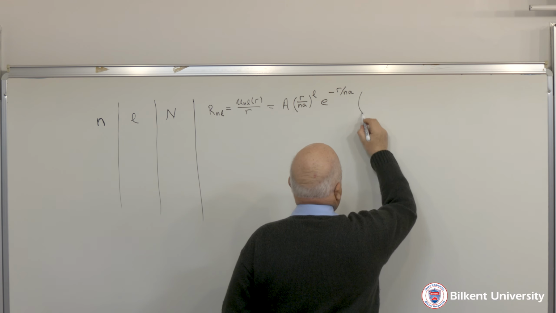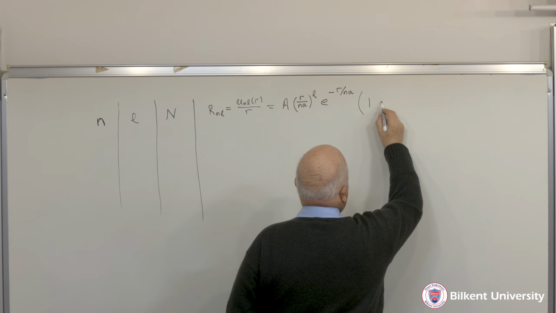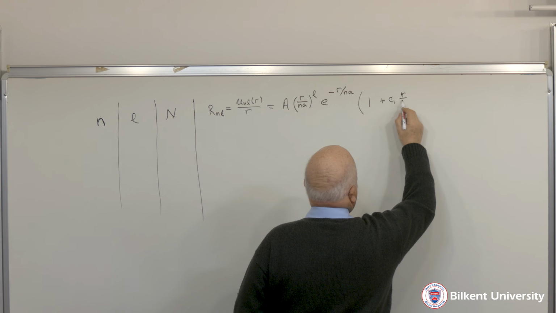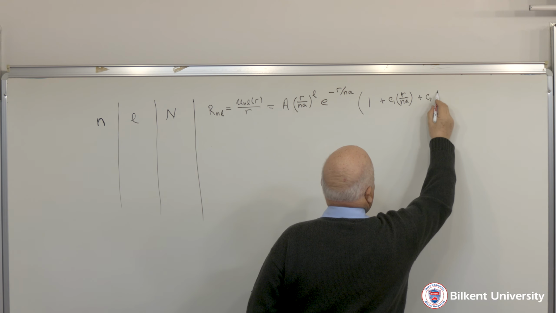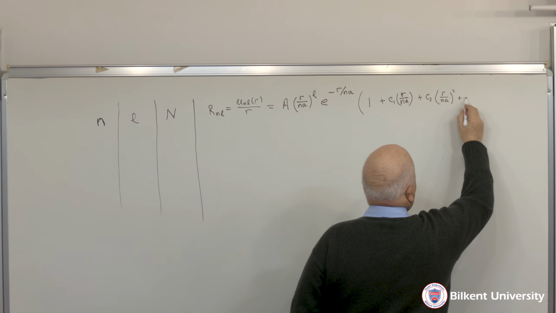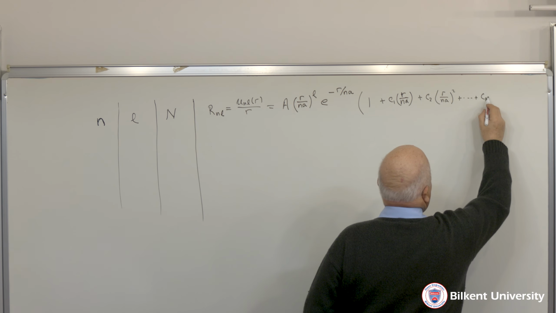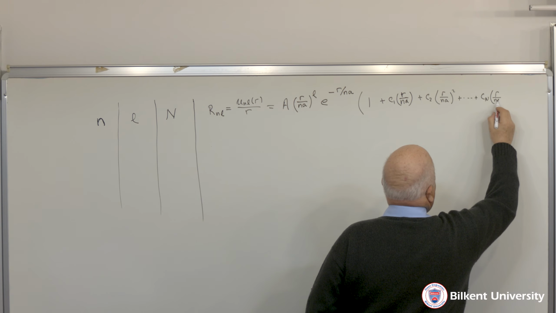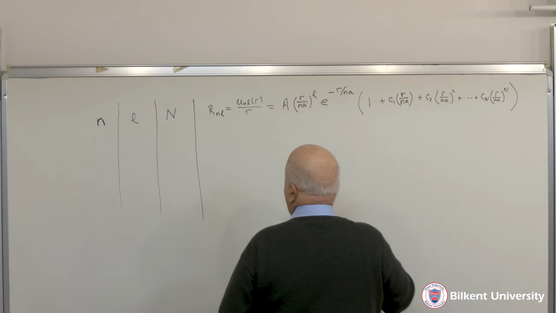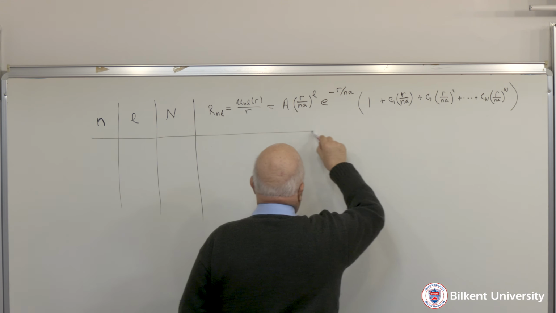And then I have the polynomial, 1 plus C1 r over na, plus C2 (r over na) squared, and so on, until I get to Cn (r over na) to the nth. So that's the form of the solution. Let's just look at a few of these things.